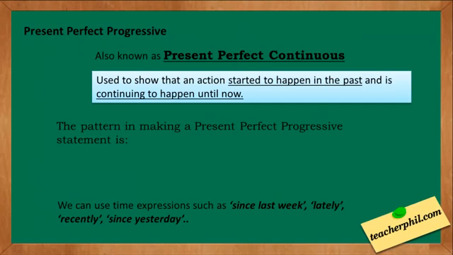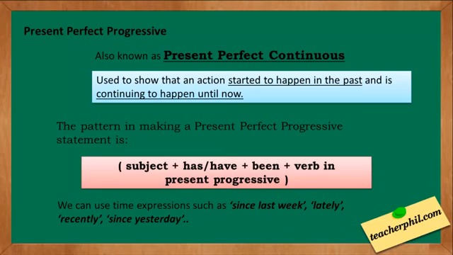Present perfect progressive is also known as present perfect continuous tense. This is used to show that an action started to happen in the past and is continuing to happen until now. The pattern in making a present perfect progressive statement is subject plus has or have plus been plus the verb in present progressive. We can use time expressions such as since last week, lately, recently, since yesterday, and so on.